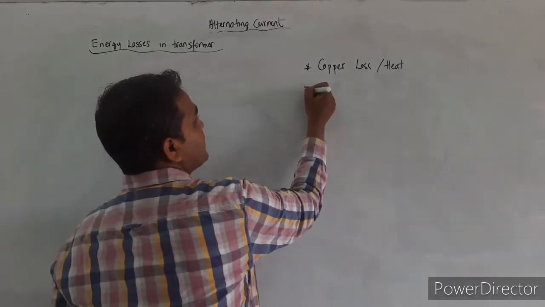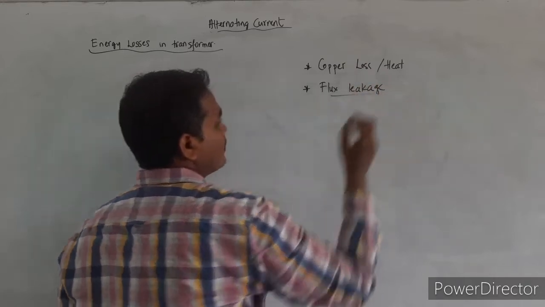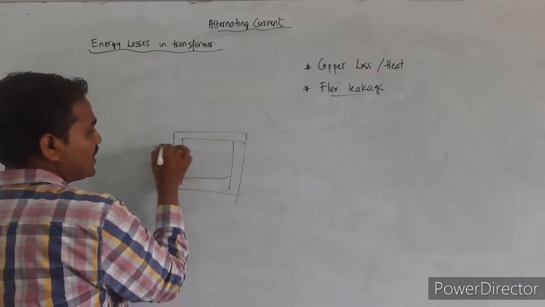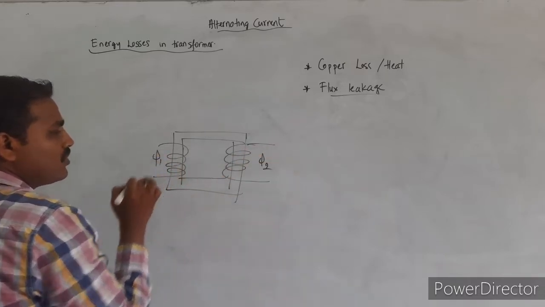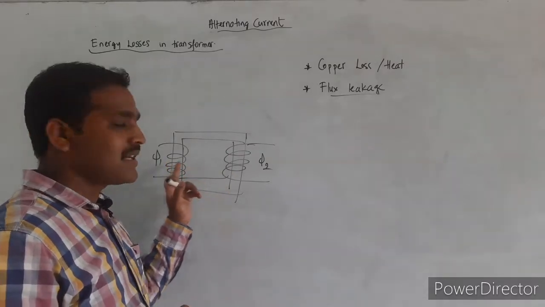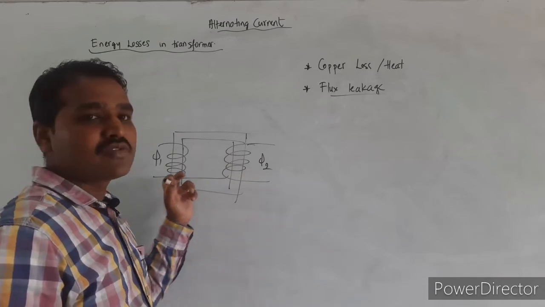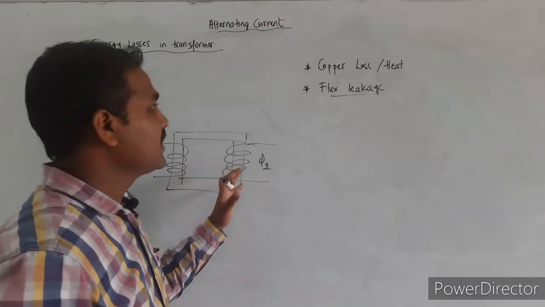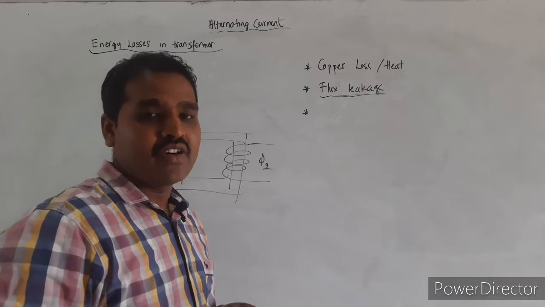Next we have the loss due to flux leakage. Whenever we were studying the transformer here, we assumed the magnetic flux induced in the secondary coil, phi 2, is equal to phi 1. But practically there is no perfect coupling between the primary and secondary coil. There will be some leakage of the flux, and the leakage of the flux is nothing but the loss of energy. So this is also one of the important reasons for the energy loss in the transmission of energy.